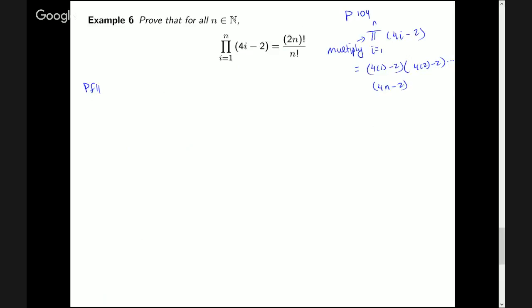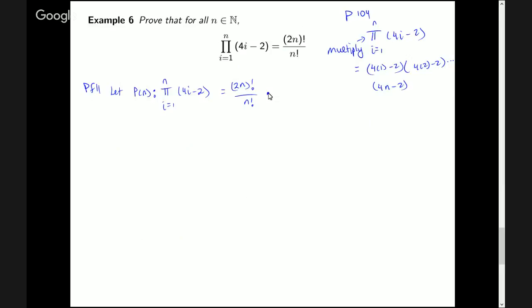I suspected you guys wouldn't understand this one. That's why we're doing it in class. So what is our statement going to be? Let P of n, this is our hypothesis. The pi symbol means multiply. Product from i equals 1 to n of (4i minus 2) is equal to (2n) factorial over n factorial. So that's our statement, that's our hypothesis.